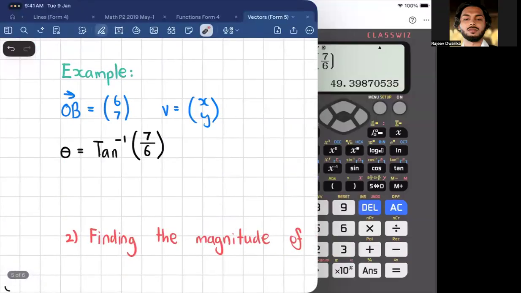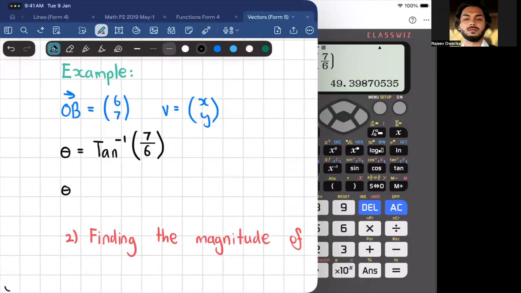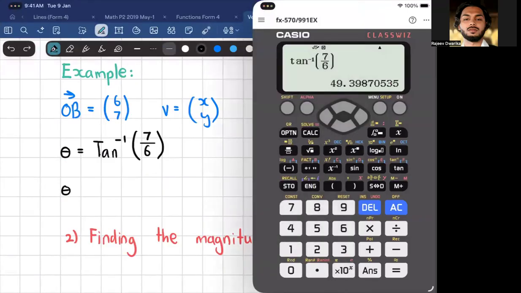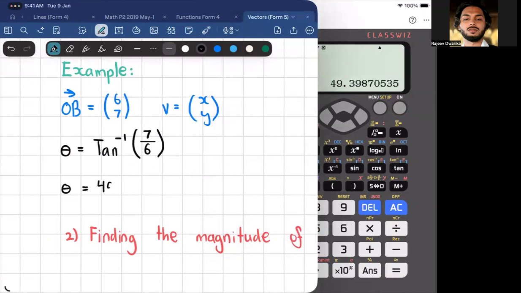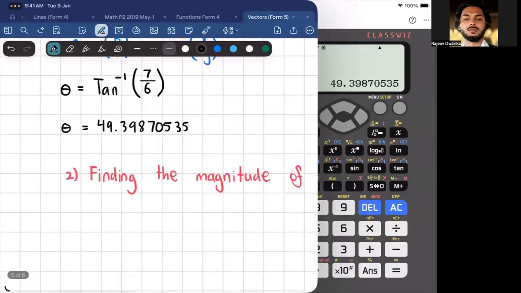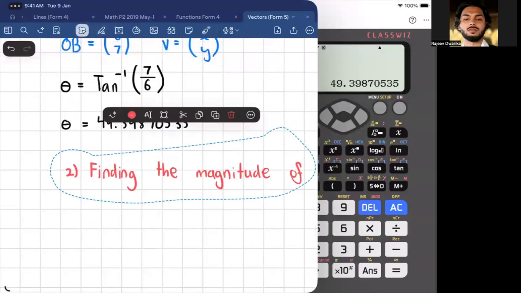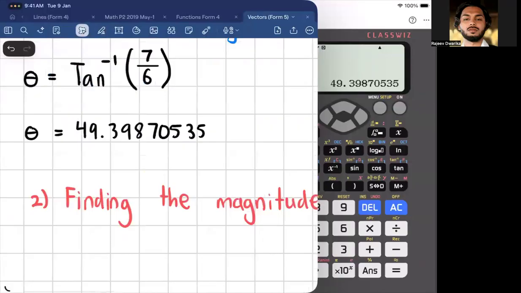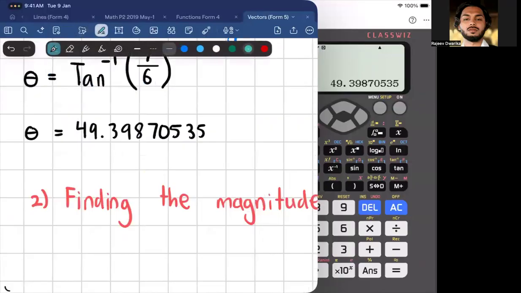If I round that off to 2 decimal places, what am I going to get? The answer I got was 49.39870. So if I want to round that off to 2 decimal places, we need to figure out how I'm going to do that. What's the second decimal place?